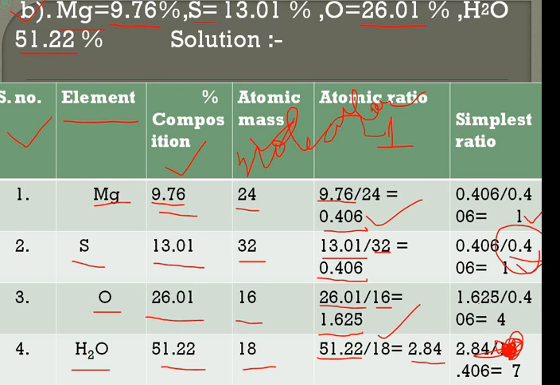Okay, again 1.625 divided by 0.406, to get the simplest ratio, the value comes to be 4, exactly 4. 2.84 divided by 0.406, its value comes to be 7. Now these simplest ratio values, you see they are all whole numbers. There is no decimal point or anything else we are getting here.